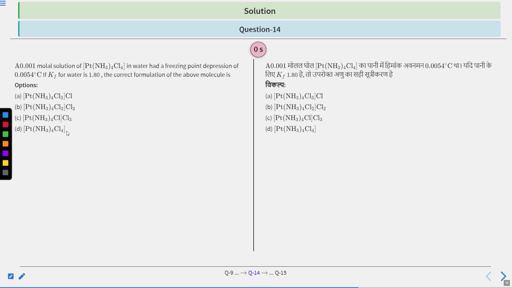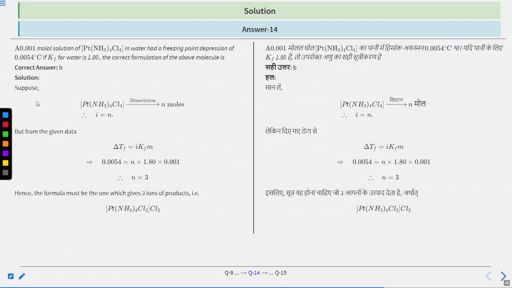Okay, so the correct answer will be option B. Let's suppose this is the complex compound we have been given in the question. On dissociation, let's suppose it gives n moles of ions. Therefore, i will become equal to n.